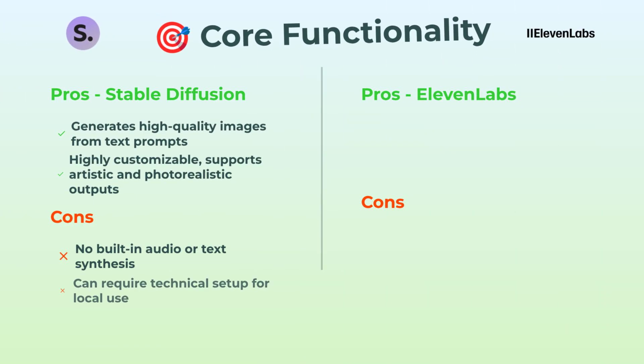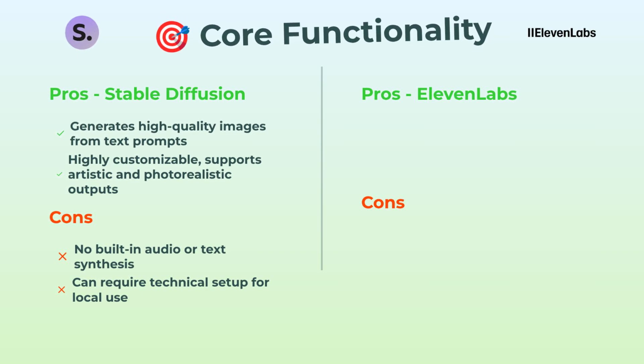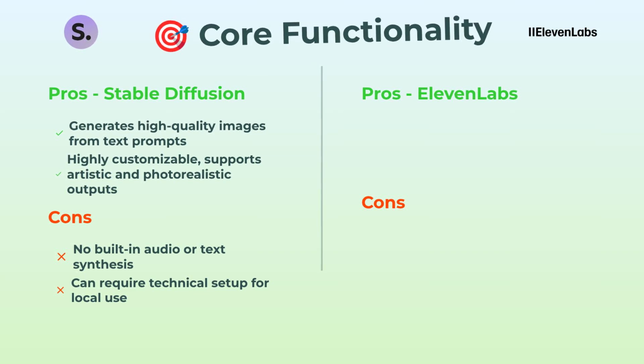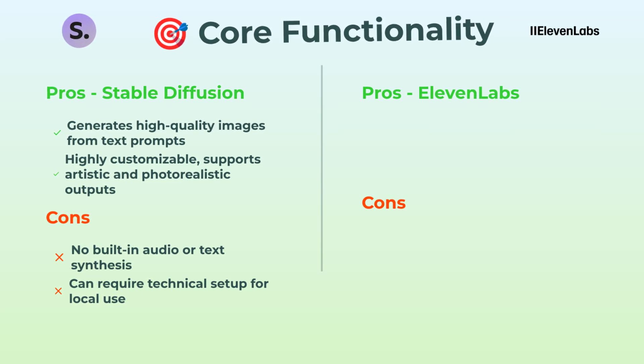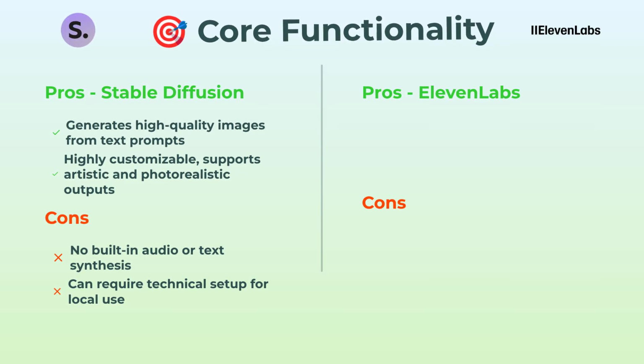Stable Diffusion, first up. It's basically your AI artist in a bottle. You give it a prompt, and it spits out high-quality images. You want a painting? It does a painting. Or maybe something photorealistic? Yeah, it's got you covered. Tons of customization, but, and here's the catch, if you want audio, or, say, voice, not happening. Local setup can be a bit technical, honestly.